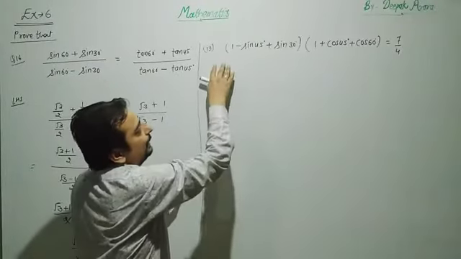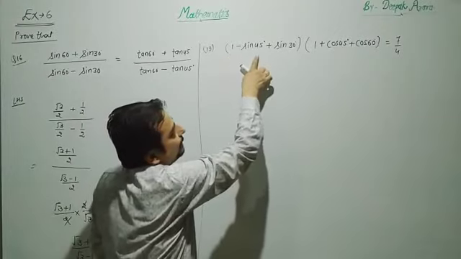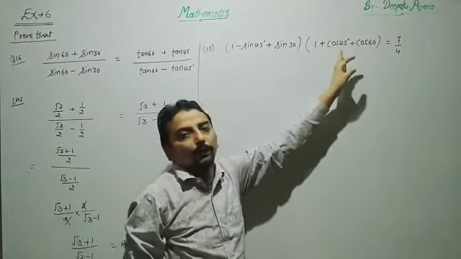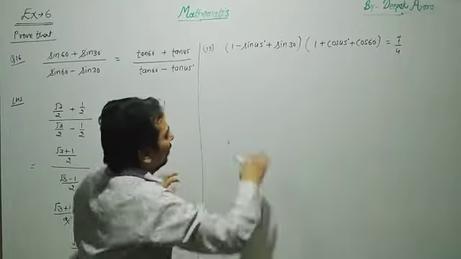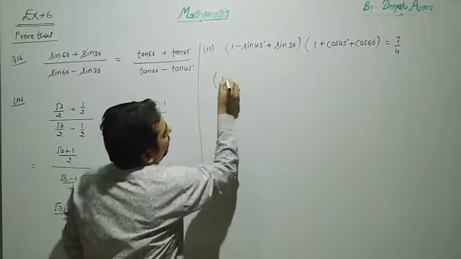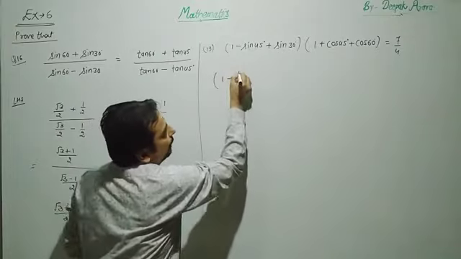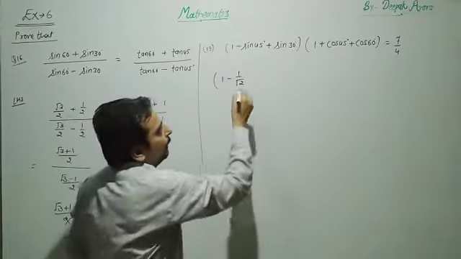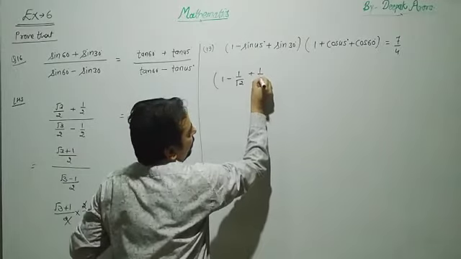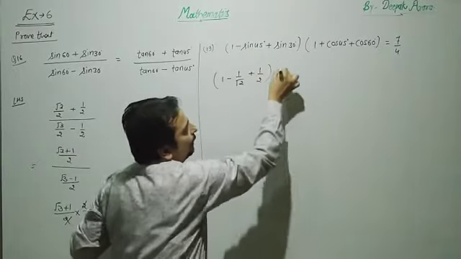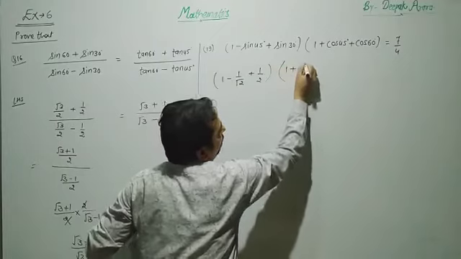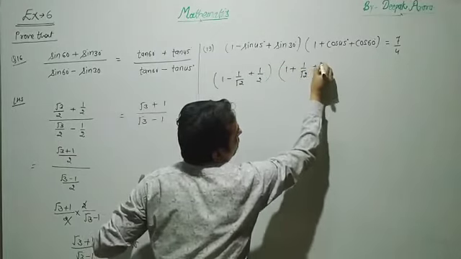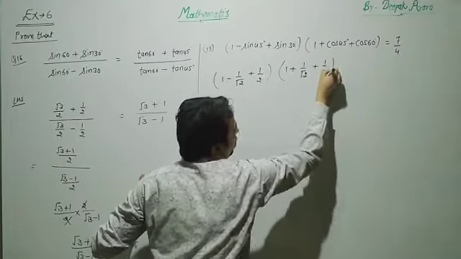We have seen question number 19: 1 minus sin 45 plus sin 30, multiplied by 1 plus cos 45 plus cos 60. Now start with 1 minus sin 45, where sin 45 is 1 by root 2 and sin 30 is 1 by 2. Now 1 plus cos 45, where cos 45 is 1 by root 2 and cos 60 is 1 by 2.